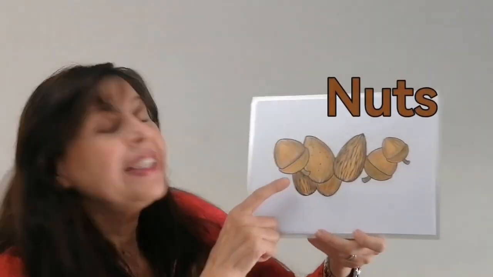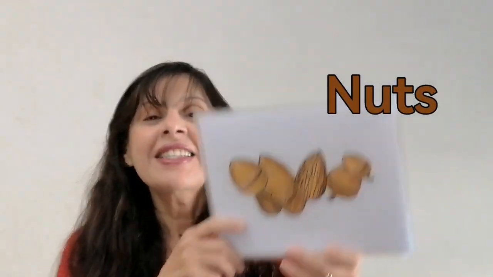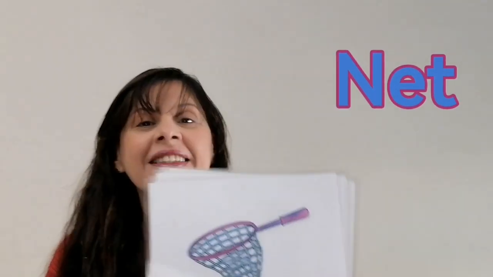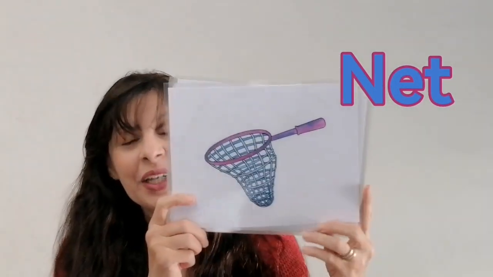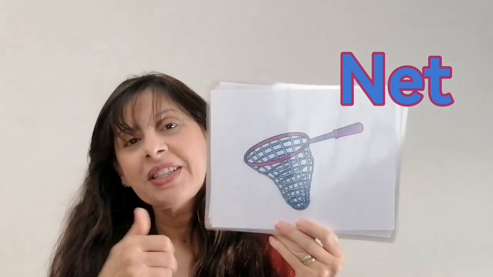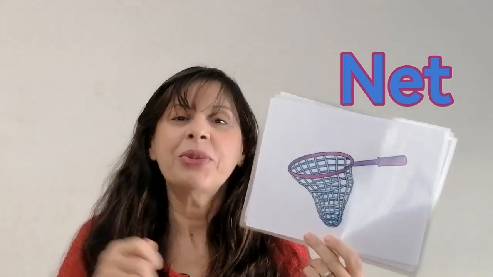N is for nuts, nuts. N is for net, net. We can use it to catch a fish. We can use it to catch a fly, something like that.